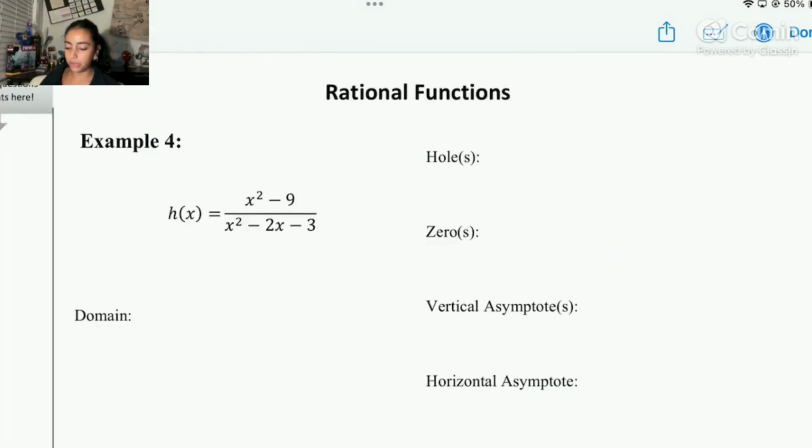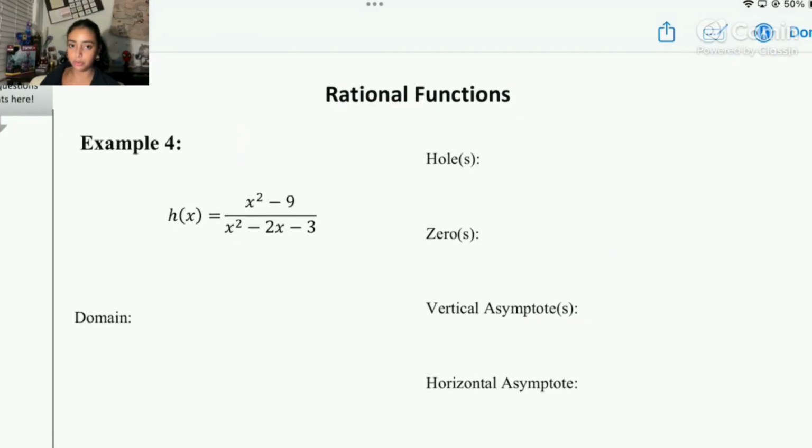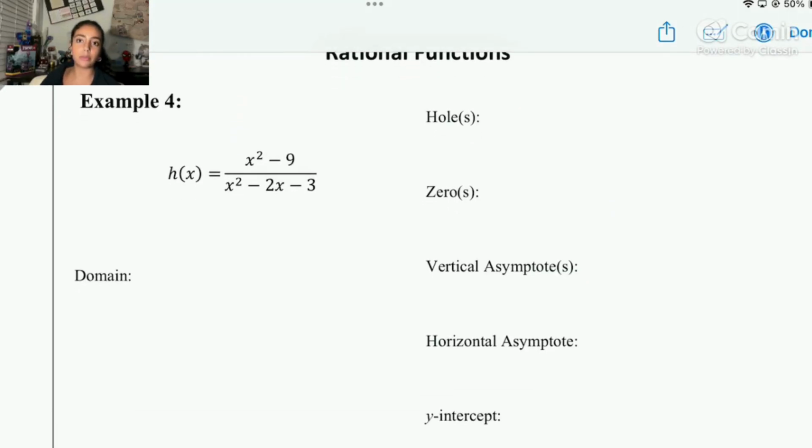Okay, and for this next one, we are going to be adding two new skills, which is finding the horizontal asymptote and the y-intercept. So before we start factoring anything out, we're going to look at the original function for the horizontal asymptote. We're going to look at the highest powers of both the top and the bottom. And here, they're both 2. In this case, when they're equal, you look at the coefficients, which here are just 1 and 1. So there's a horizontal asymptote at y equals 1.